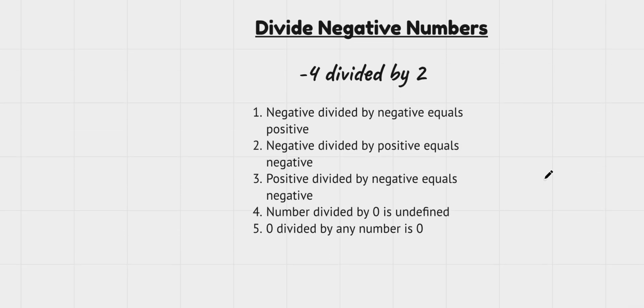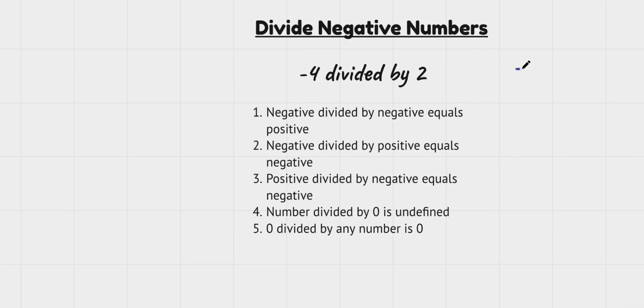So let's look at dividing negative numbers. There's 5 main rules when you divide negative numbers. 1, negative divided by negative is equal to positive. Negative divided by positive equals negative. Positive divided by negative equals negative. And any number divided by 0 is undefined. And 0 divided by any number is 0.